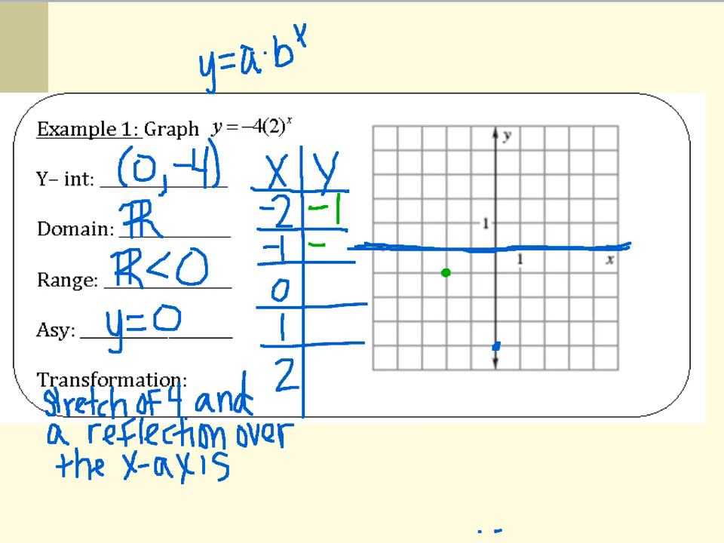If I plug -1 in, you get -2, so -1, -2 is right here. We know 0, -4 is our y-intercept. If you plug 1 in, you get -8. So 1, -8, and that is definitely off my graph. So I'm just going to draw my exponential curve for these 3 points that I can have on my graph that fit there. And there's my nice exponential growth curve. Let's now look at the next problem.